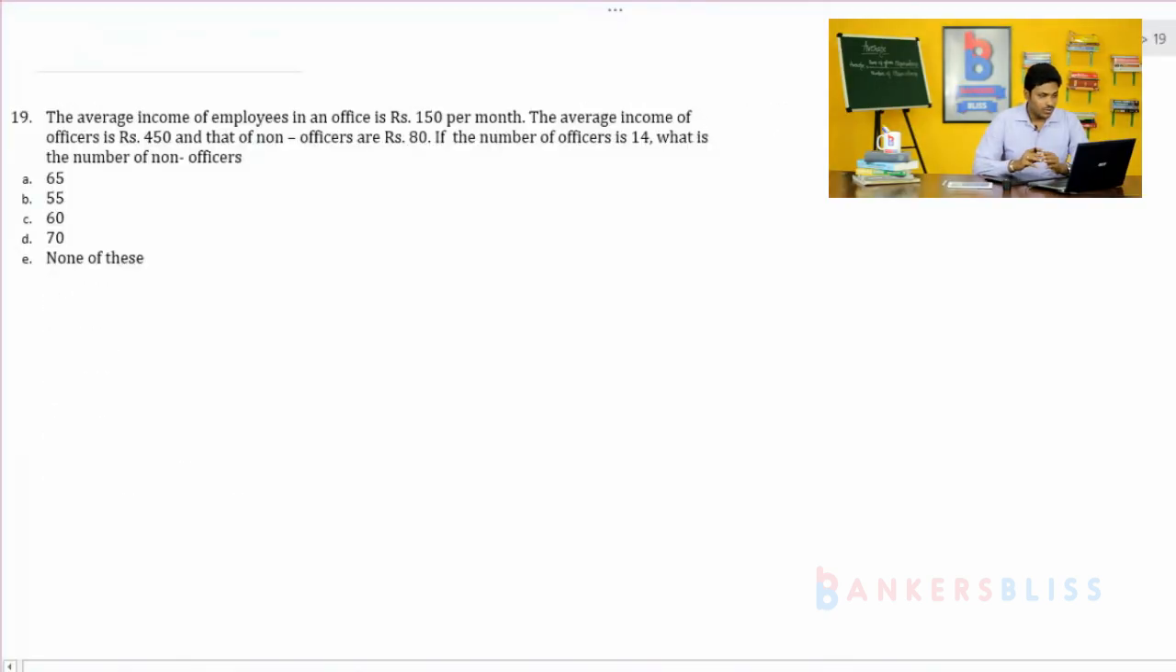Properly observe: the average income of officers is 450 and that of non-officers is 80. When both are considered simultaneously, the average becomes 150. The difference between 450 and 150 is 300, which means one officer is contributing 300 to the non-officers.